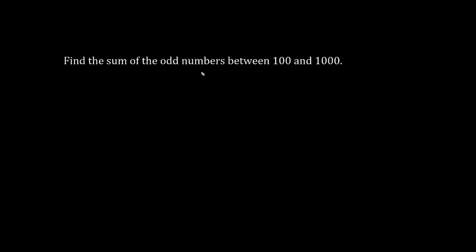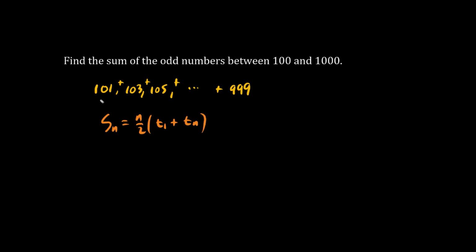Let's find the sum of the odd numbers between 100 and 1,000. The first odd number is 101, and we keep on adding 2 for more odd numbers. So when we're adding these numbers, 101 plus 103 plus 105, etc., we eventually reach the last odd number, which is 999. We now use the formula Sn equals n over 2, (t1 plus tn).